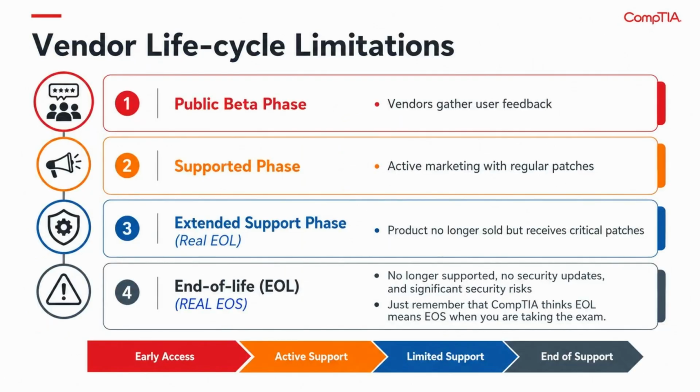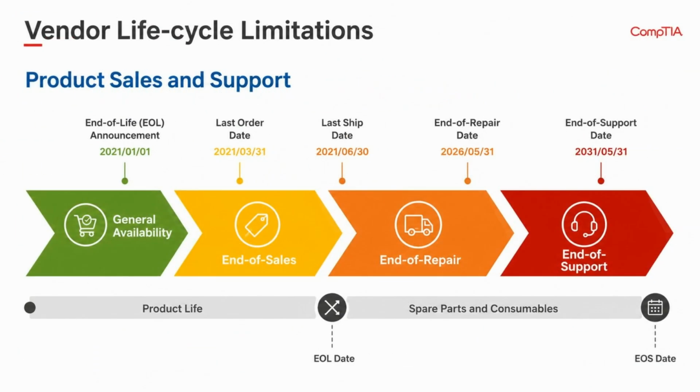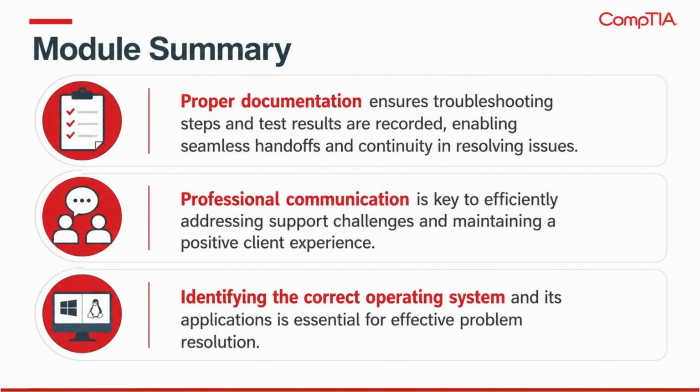When switching operating systems, watch for compatibility hurdles. Hardware may require specific drivers or newer specifications, such as TPM 2.0 for Windows 11, and software is rarely cross-platform compatible. Every software product follows a life cycle, from beta testing to end of life. Remember that for the CompTIA exam, end of life and end of service are treated as critical markers for necessary upgrades. To wrap up, remember that effective documentation, professional communication, and a strong understanding of operating system ecosystems are key to success in IT support.